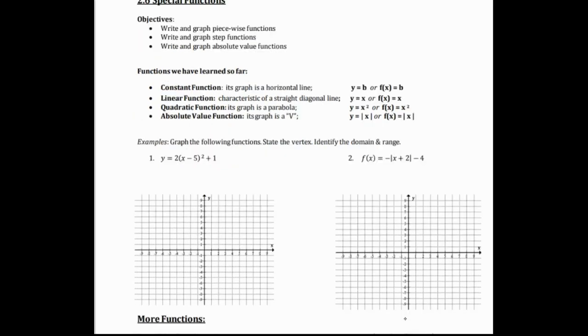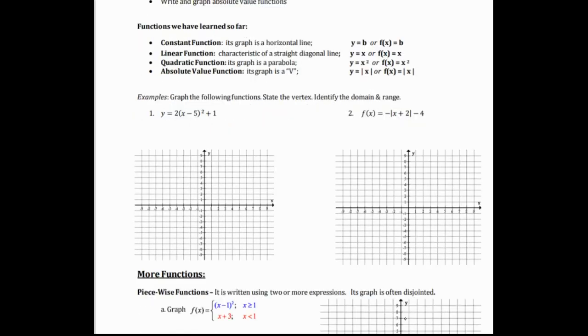So let's just review a practice of our transformations. We'll do number 1 together. If we remember, the parent function of this is just y equals x squared. It's going to be a parabola, but let's talk about what the transformations are. We have a 2 out front, so we have a stretch. We're subtracting 5 on the inside, so we're going to go to the right 5. And we're adding 1 on the outside, which means we're going to go up 1.